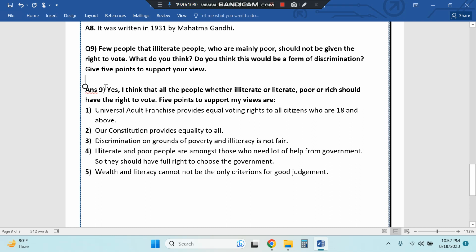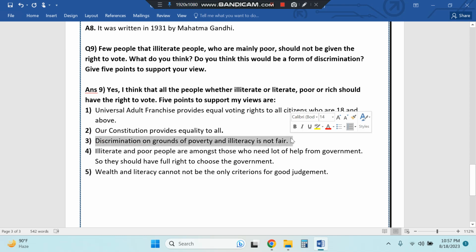So, the answer is here. Yes, I think that all people, whether they are illiterate or literate, poor or rich, should have the right to vote. And these are the 5 points to support the view. Universal adult franchise provides equal voting rights to all citizens. So how can we differentiate on the basis of their literacy or poverty? Then, our constitution provides equality to all. If all are equal, that means illiterate people or poor people are also equal, so they will have the right.